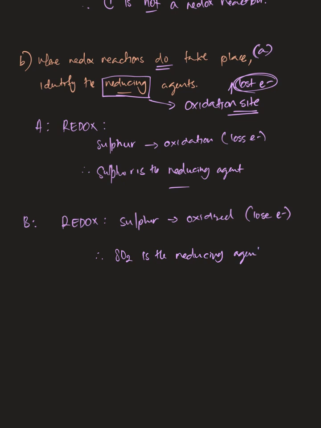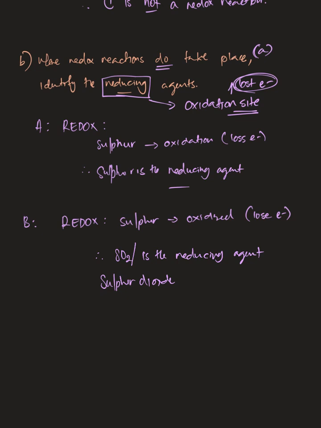agent. Now in exams, you've noticed they can say, give the name and formula. So you'd have to say sulfur dioxide. So SO2, sulfur dioxide, is the reducing agent. So that's how that works in this sort of situation.